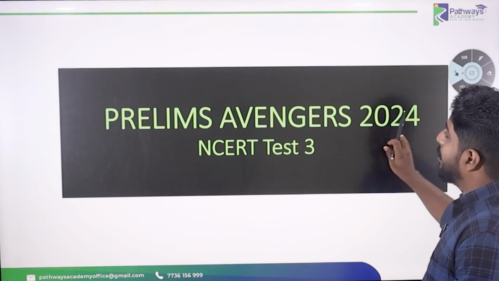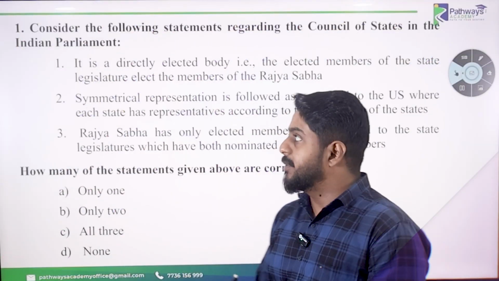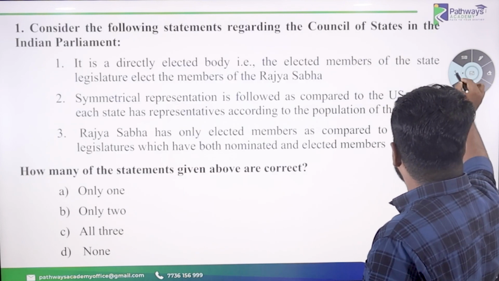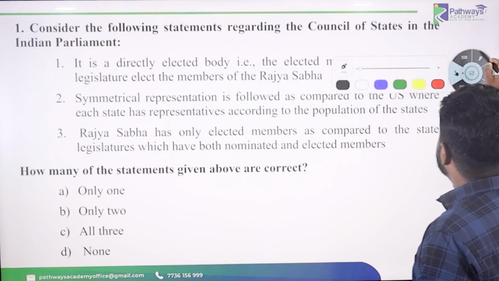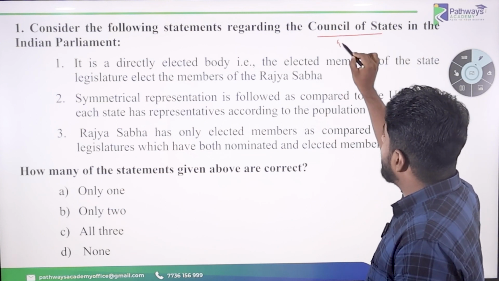The first question on the screen. Consider the following statements regarding the Council of States in the Indian Parliament. So what do you mean by Council of States? Which house is known as the Council of States, be it Lok Sabha or Rajya Sabha? It is Rajya Sabha. We are speaking about Rajya Sabha. So here we need to consider these statements in relation to the Council of States, that is Rajya Sabha.